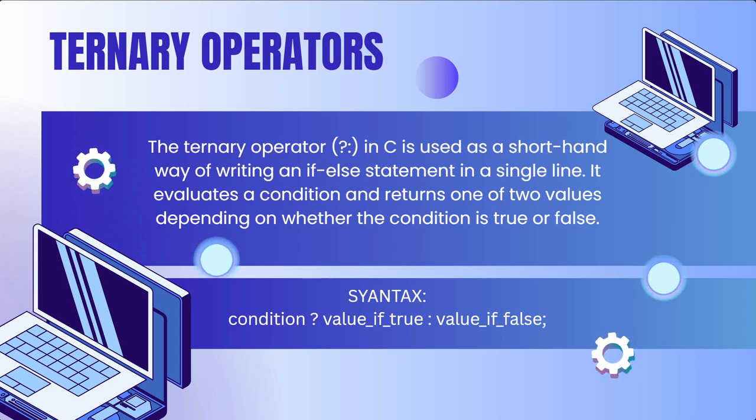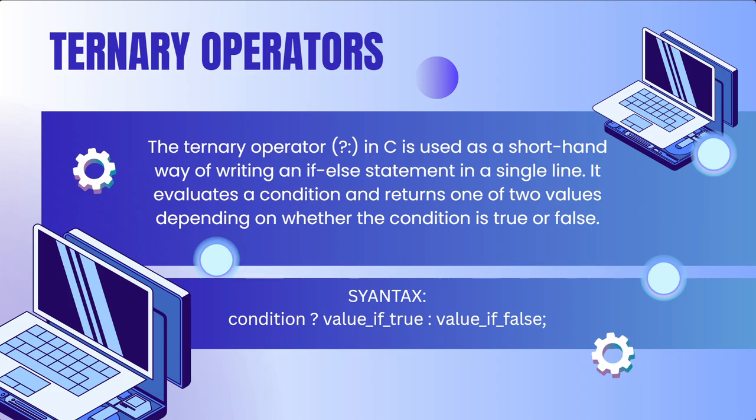In C, the ternary operator is used as a shorthand operator, and the way of writing it is an if else statement in a single line. I just mentioned that to you, and it evaluates a condition and returns one of the two values depending upon whether the condition is true or false. The syntax is condition, question mark, value if true, colon, value if false. Then we have the semicolon.